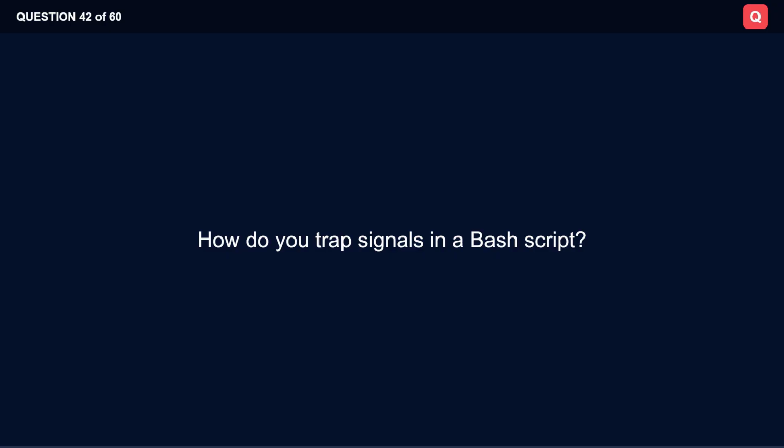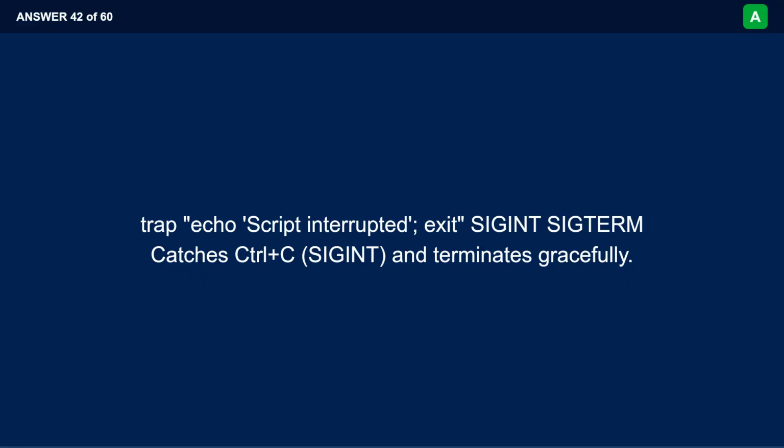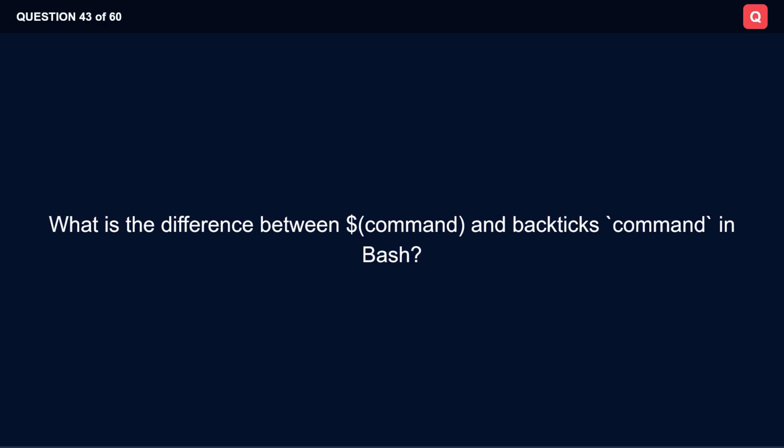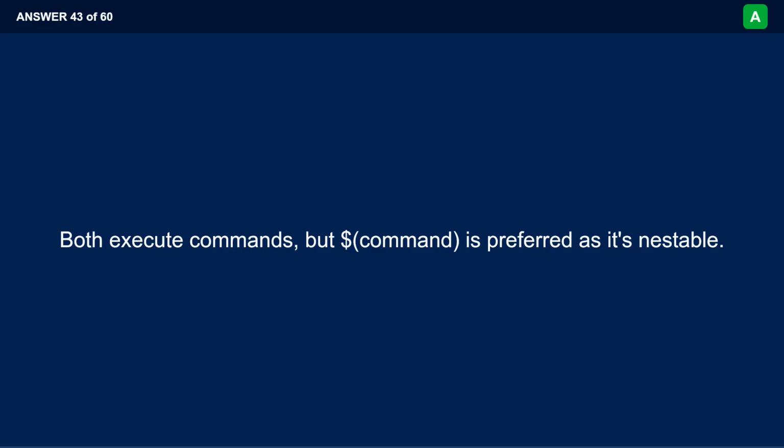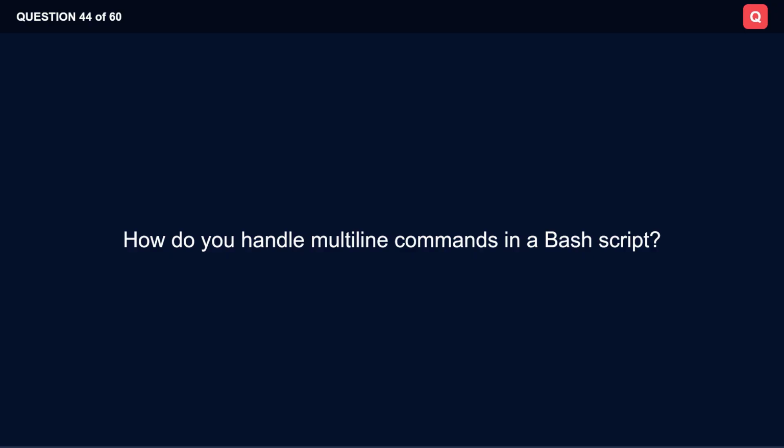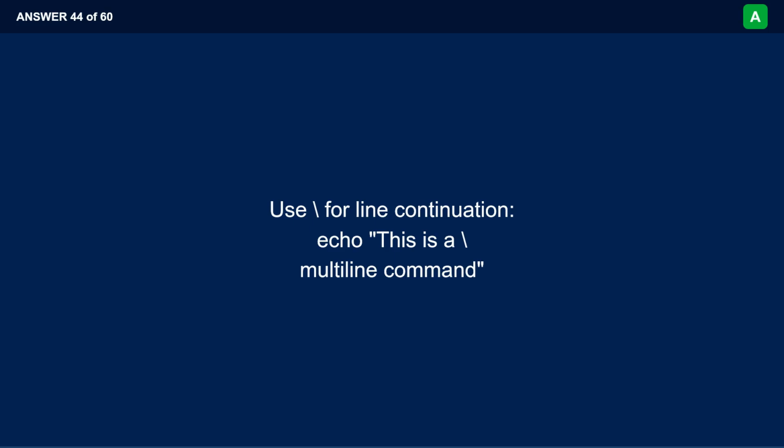How do you trap signals in a Bash script? trap 'echo "Script interrupted"; exit' SIGINT SIGTERM catches Ctrl+C (SIGINT) and terminates gracefully. What is the difference between $(command) and backticks in Bash? Both execute commands, but $(command) is preferred as it's nestable. How do you handle multi-line commands in a Bash script? Use \ for line continuation: echo "This is a \ multi-line command".